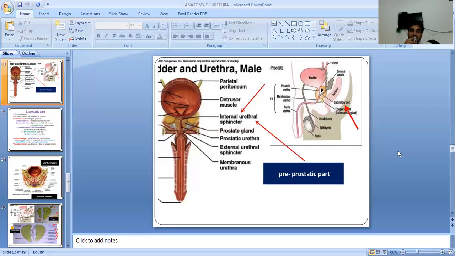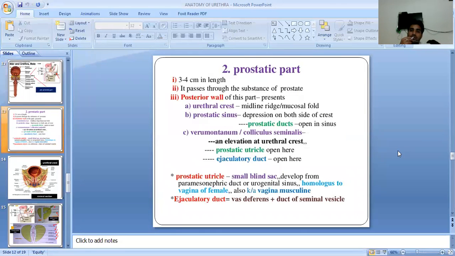In this picture, as you can see, the pre-prostatic part of the male urethra. Now, the second part, the prostatic part of the proximal urethra. It is 3 to 4 centimeter in length. It passes through the substance of the prostate.